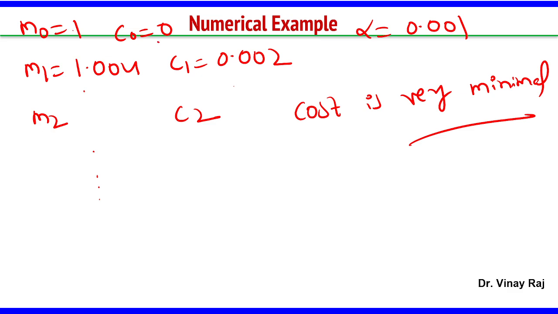With m2 c2, what is the cost value? Keep repeating this continuously till we get a very low cost value, or the error difference is very low. This is how gradient descent works.